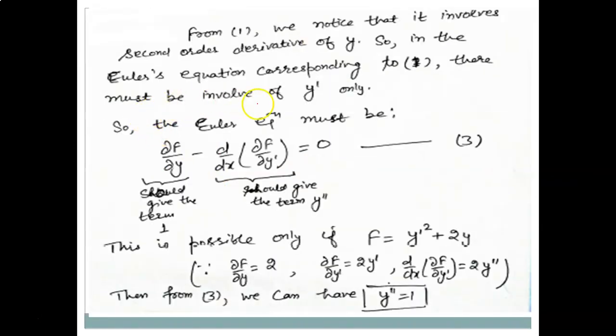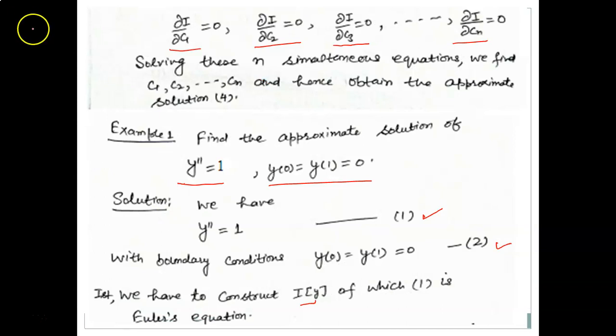So definitely the Euler equation corresponding to 1 must involve y dash only. That means the Euler equation should be of this form, and in this equation, because your final Euler equation needs to have y double dash, this term should give you the term y double dash, and this term should give you the term 1, because here you are having y double dash equal to 1, right?